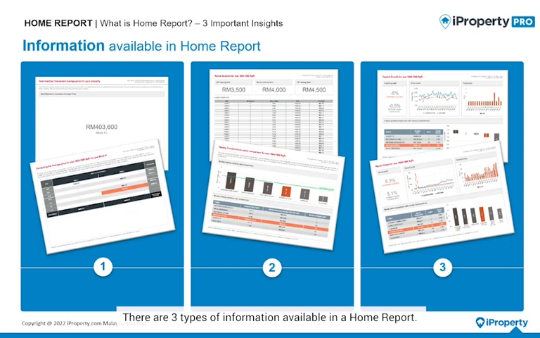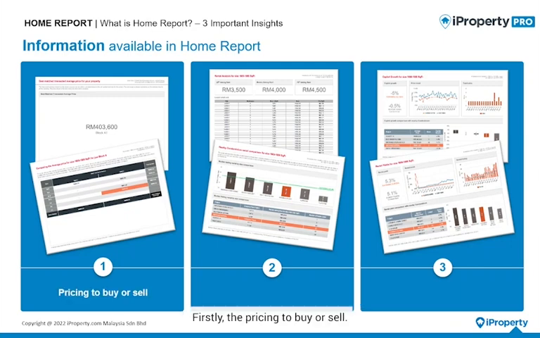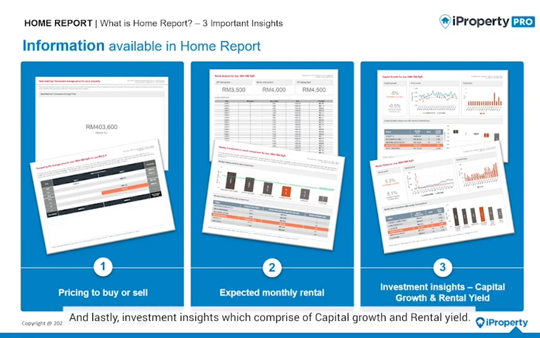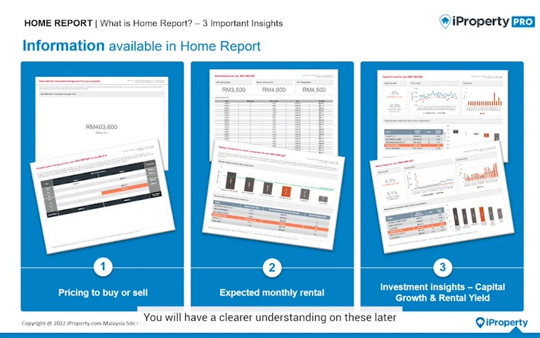There are three types of information available in a home report. Firstly, the pricing to buy or sell. Secondly, the expected monthly rental. And lastly, investment insights, which comprise capital growth and rental yield. You will have a clearer understanding of this later when we go through a sample report.